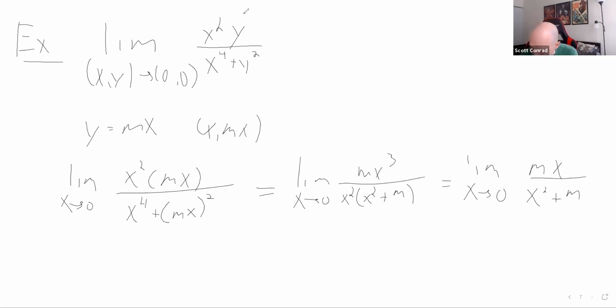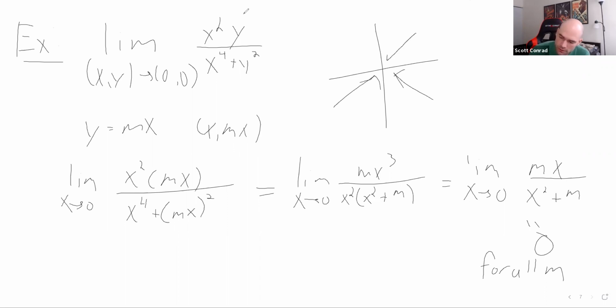And what is this limit as we take x to 0? Well, the top goes to 0, the bottom goes to m squared. And from our limit rules, which we'll talk about in a second, we get the limit is 0, no matter what m is. So this might seem to indicate that the limit exists, because we checked along every single straight line through the origin, infinitely many of them, and got the same limit.